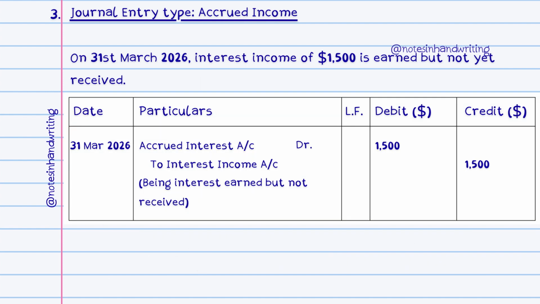Our third journal entry type is accrued income. On 31st March, an interest income was earned but was yet to be received. Following is the journal entry. The accounts involved in this transaction are accrued interest and interest income.